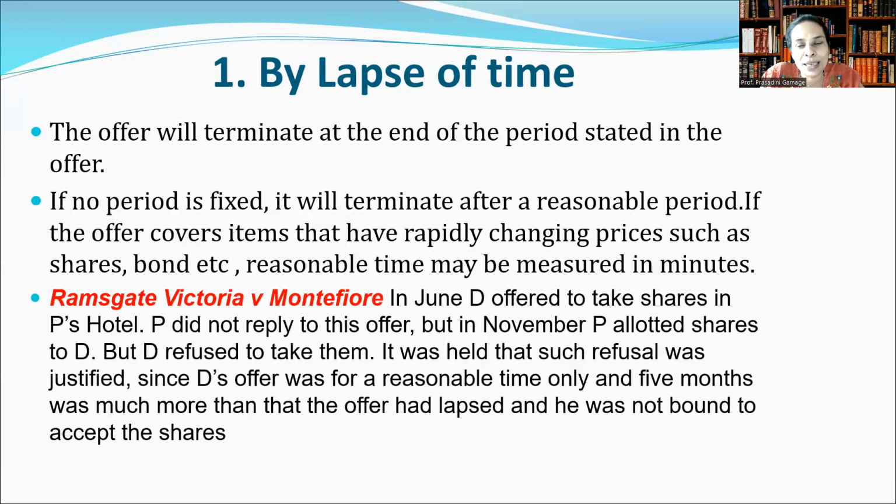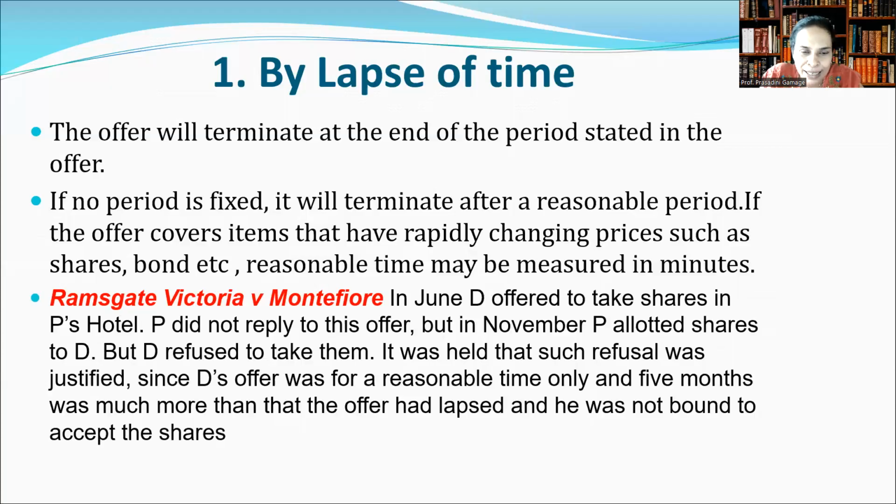A person wanted to buy some shares from a hotel, Peace Hotel. Then he sent an offer in the month of June. But D did not get any reply until the month of November. In the month of November, the hotel accepted D's offer and allocated some shares. But D refused to take them. Then finally, this hotel took legal action against this person, saying that he breached the contract. He made an offer in June. We accepted it in November.